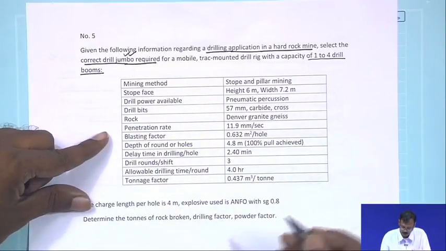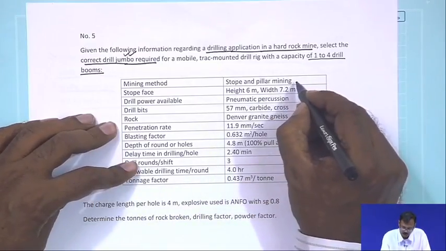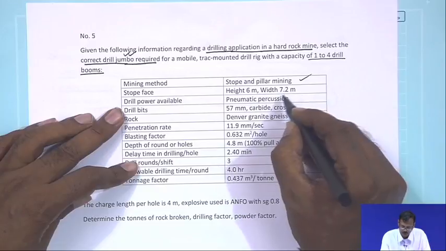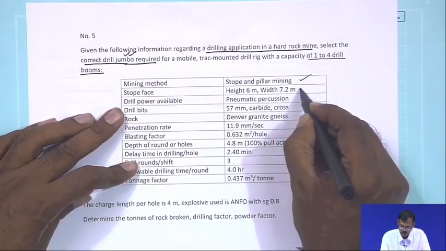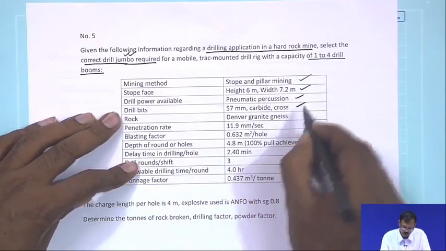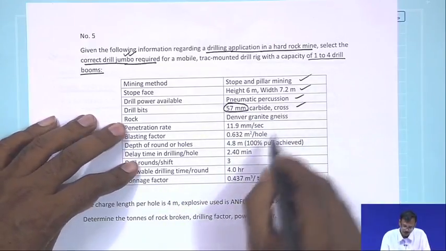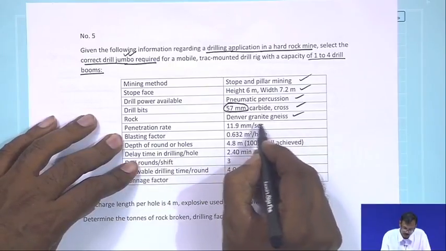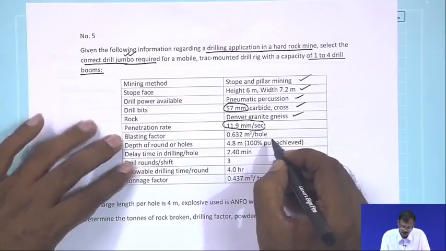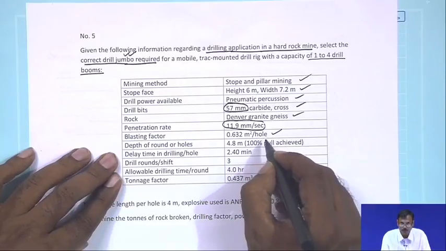Also we need to calculate something related to blasting, but prior to that let us see the situation. It is a stope and pillar mining system. This is a stope face of 6 meter height and width of 7.2 meter. Drill power is pneumatic, drill bit is given. The hole diameter is 57 mm, rock is also given, penetration rate is given as 11.9 millimeter per second, blasting factor is given as 0.632 meter square per hole.